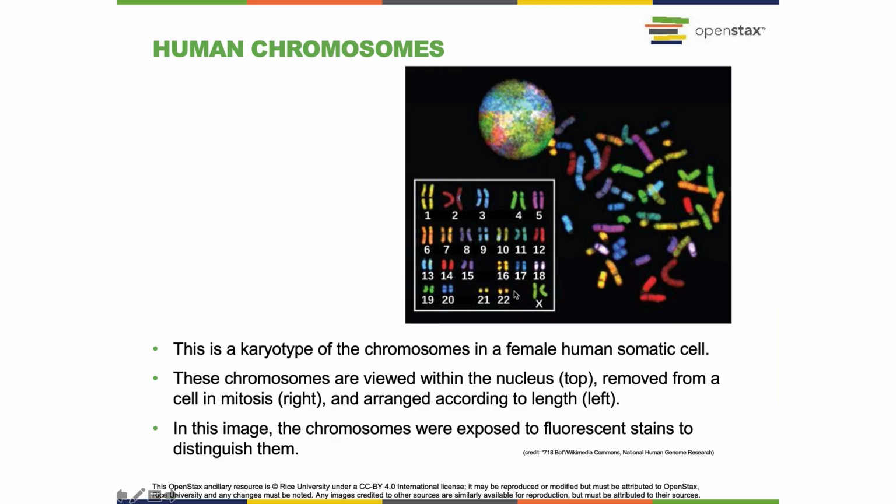And this is showing 22 autosomes and then the sex chromosomes. And because these are the same, even though one's bent, they're still the same, this would be a human female karyotype with 2 X chromosomes. Okay. And again, by using fluorescent stains, it makes it easier to highlight and match up where they're the same.